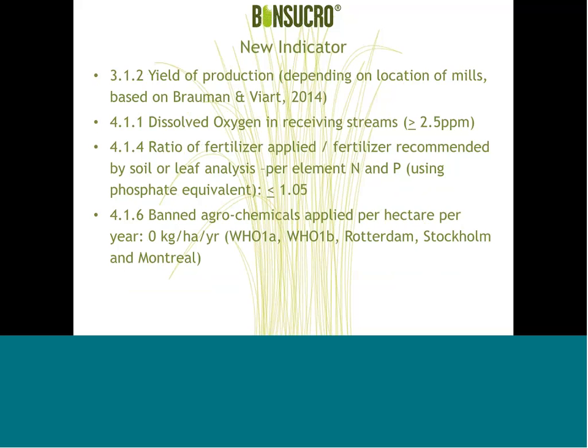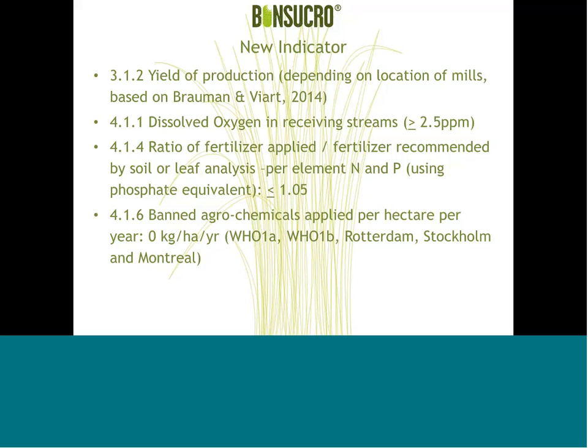Looking at more technical environmental indicators, we have a new indicator for the yield of production, which is based on the location of mills and on the scientific publication that I did with Professor Kate Brauman from the University of Minnesota. The other new addition is looking at the quality of the effluent. So we look at the level of dissolved oxygen in the receiving stream, which has to be greater than or equal to 2.5 ppm. We are as well looking at the use of fertilizer, and for that we will now assess the ratio between the quantity of fertilizer applied and the quantity of fertilizer recommended by soil and leaf analysis.